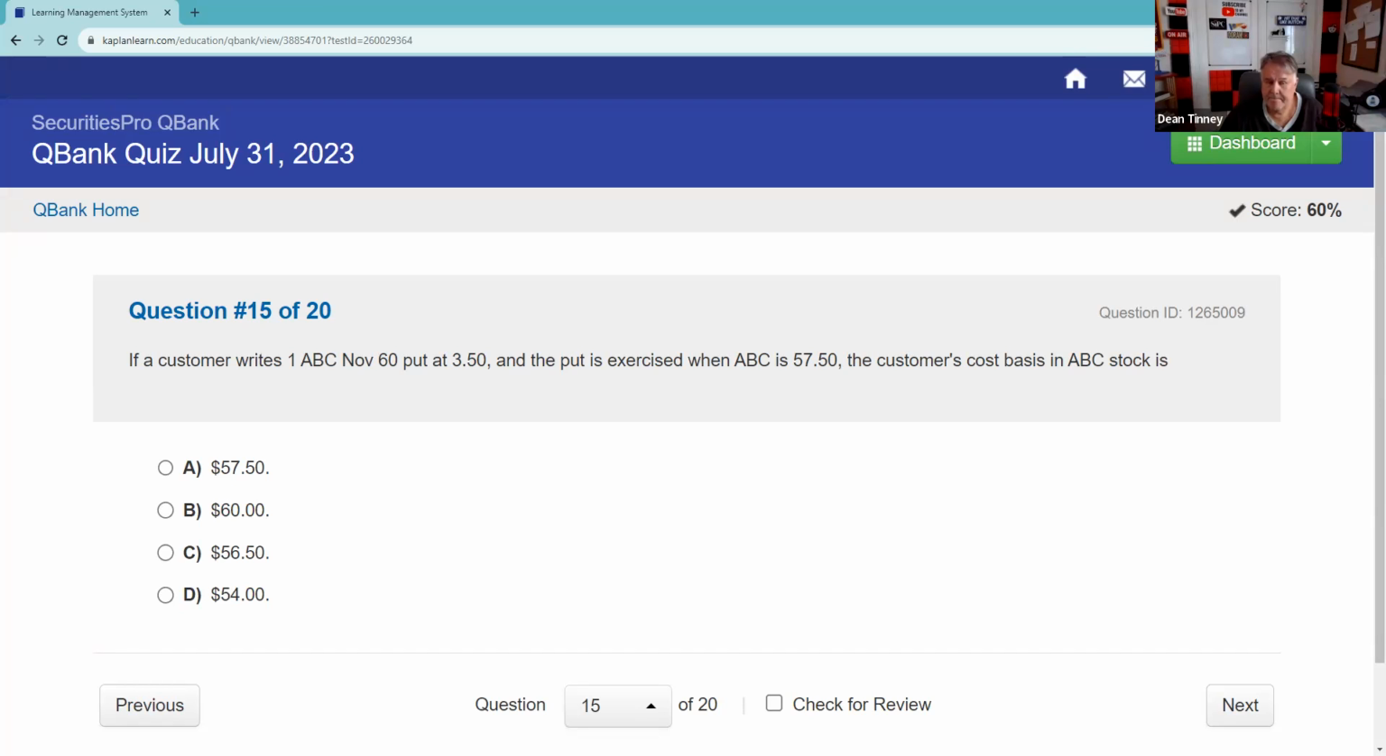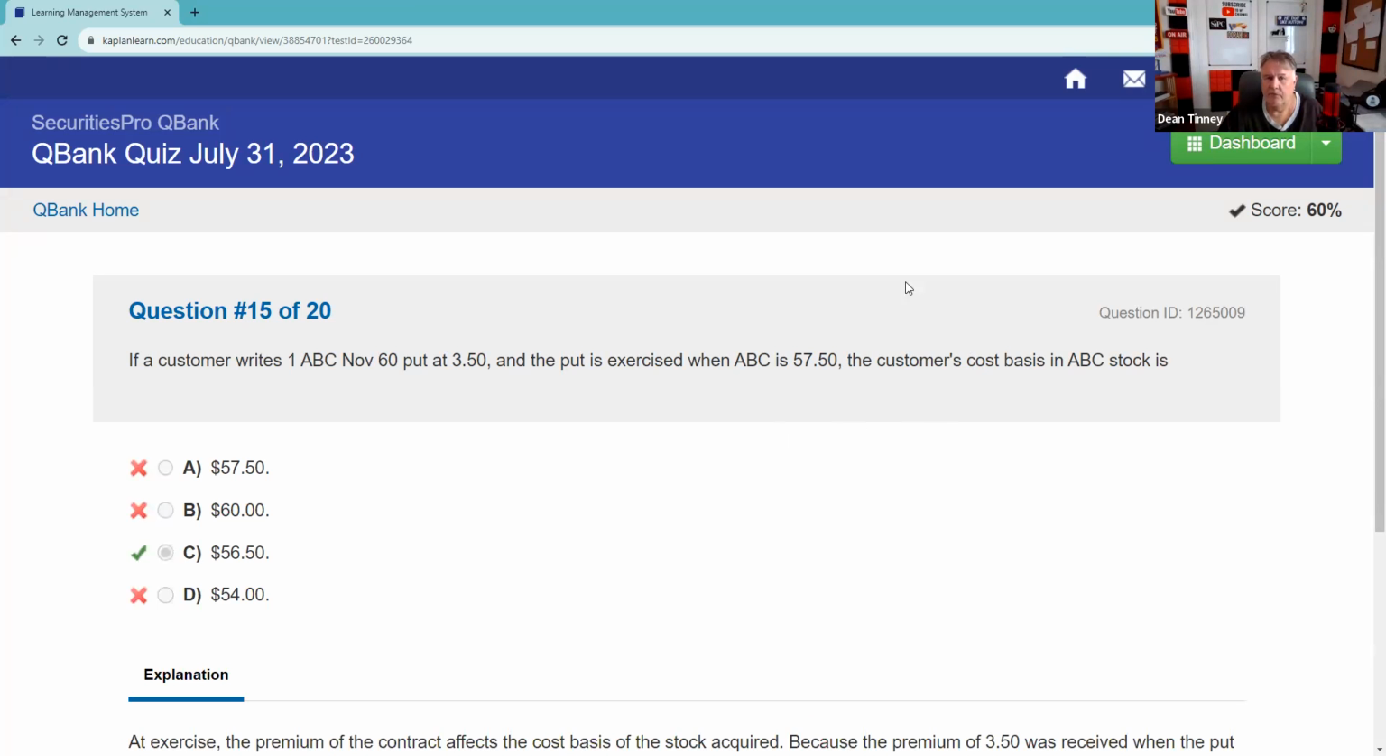So would it be C, 56.50? Yeah. For the most part, if you're watching the replay, for the most part means there are exceptions, but almost always, if you just translate cost basis to break even, on the test you'd be correct. Because for the most part, cost basis follows break even.